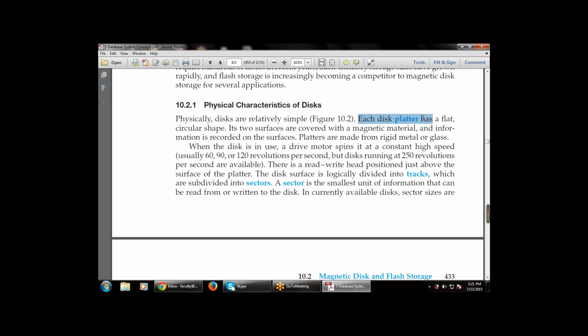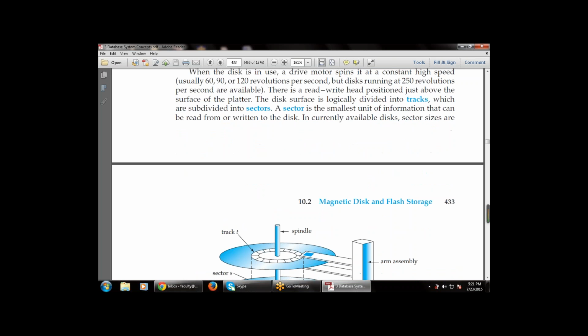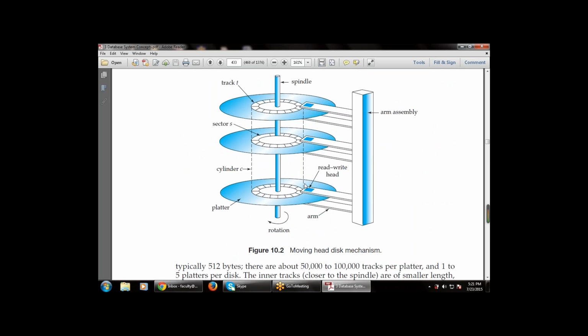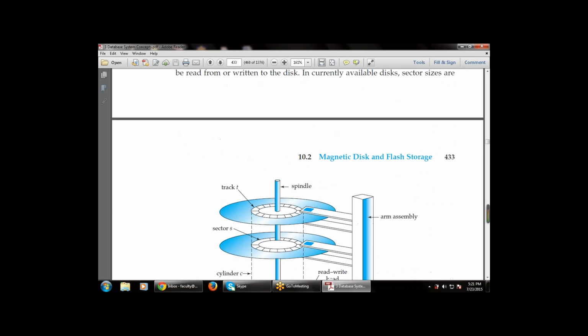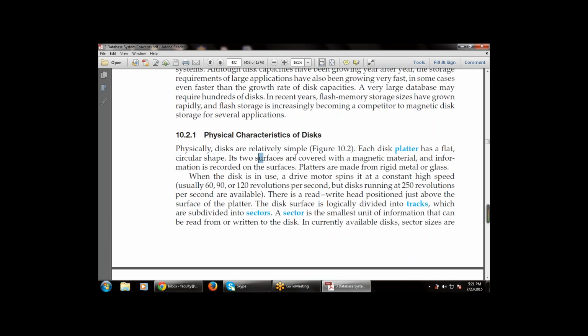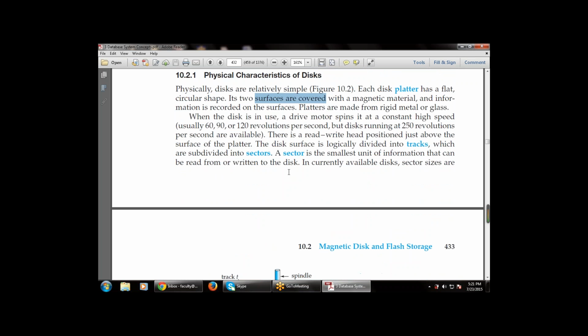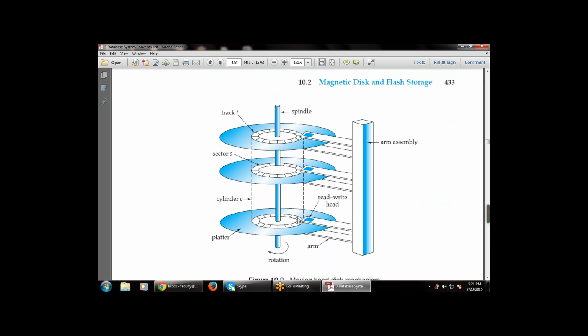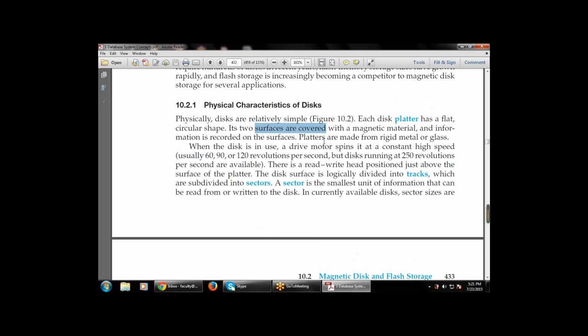Each disk platter has a flat circular shape. So every disk platter has a flat platter shape. This is a platter shape, in a round figure. Its two surfaces are covered with a magnetic material. This blue color is the magnetic material.